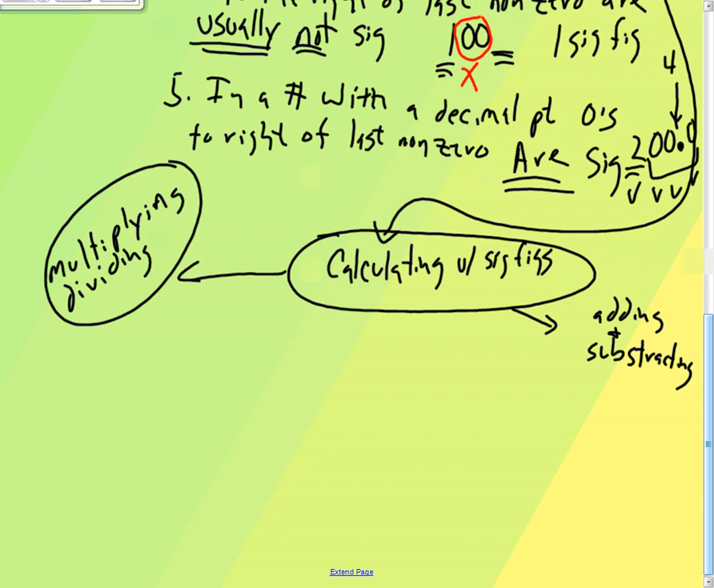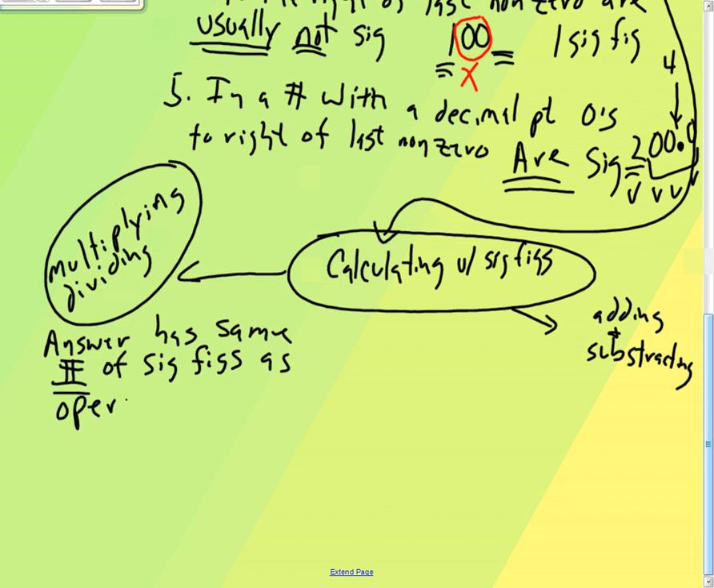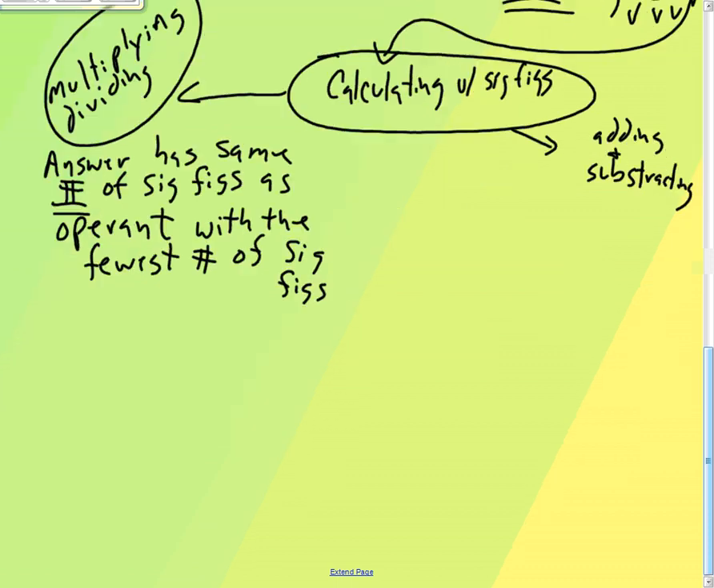And here's the rule. My answer has the same number of sig figs as the operand. That means the numbers I am dividing or multiplying are the operands, and the answer has the same number of sig figs as the operand with the fewest number of sig figs. Good. So what do I mean by that?